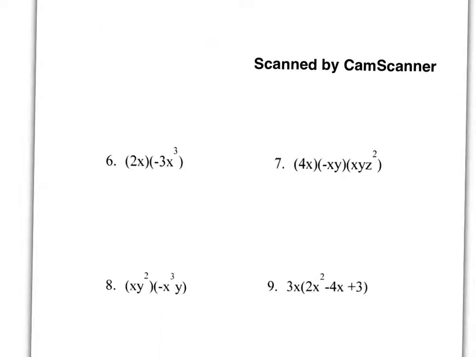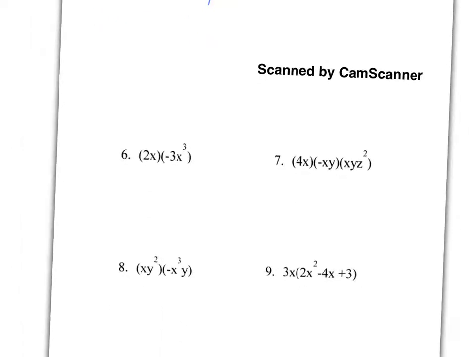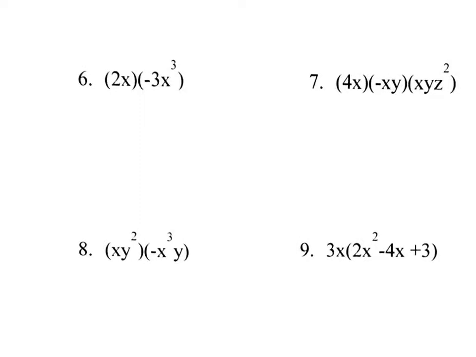There's some more practice problems throughout here. Why don't you go ahead and try number 6 there on your own, and then I'll show you the answer. Okay, so there's number 6, negative 6x to the 4th. We're going to move down to number 8 down below here.